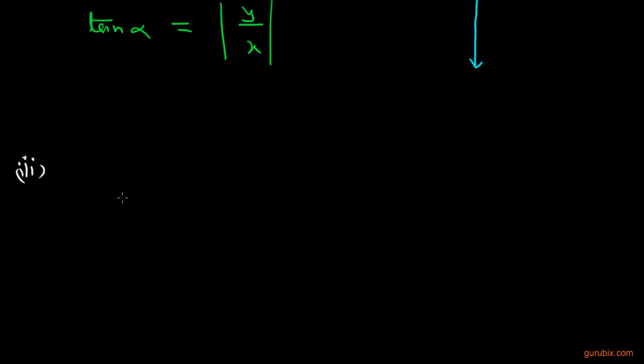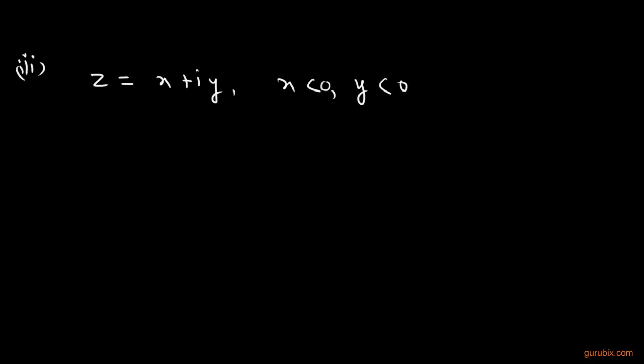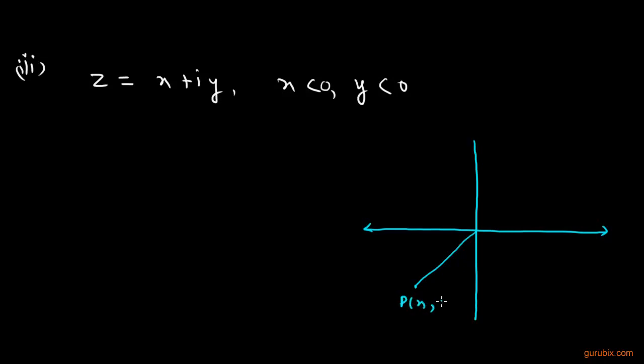In the third part, suppose we are given a complex number z equals x plus iota y, where x is negative and y is also negative. Both x and y are negative. This means the real and imaginary parts are negative. Then how can we calculate the argument of this type of complex number? This is very easy. Suppose this is our Argand plane and we have a complex number x plus iota y, and we denote it by a point P whose coordinates are x and y. And suppose this is alpha, then this is our argument, and the argument theta will be minus pi minus alpha.